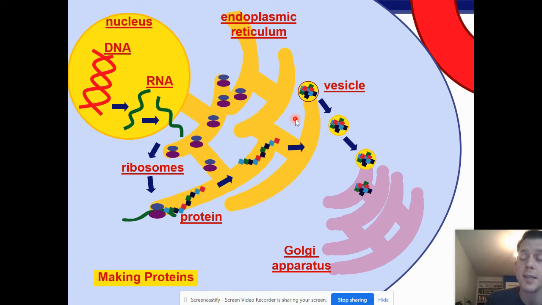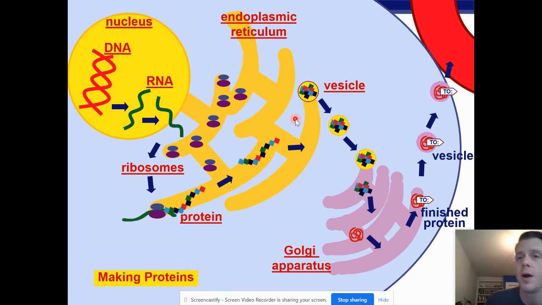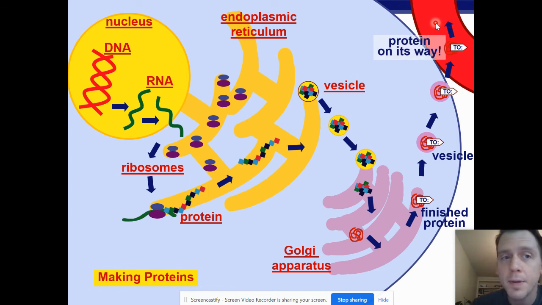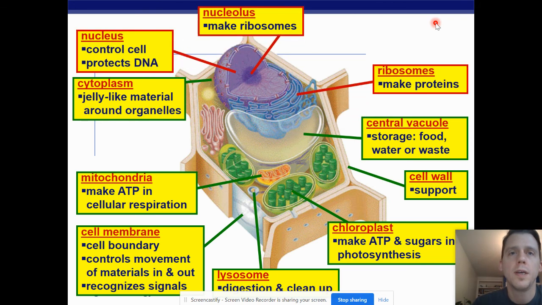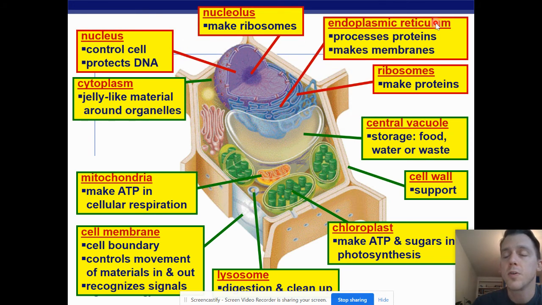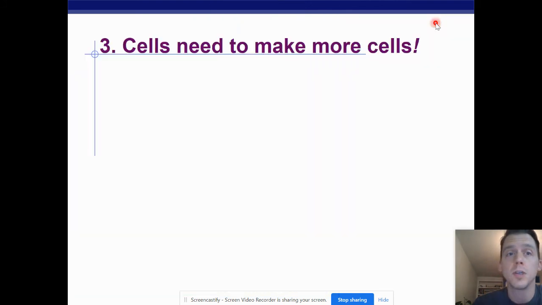The Golgi apparatus is going to package it and ship it and put on a tag that sends it to the right place. And then it's going to be sent in a vesicle out of the cell. Notice that this protein is going into the blood, and it's going to travel somewhere else in the body. And that is what happens to make a protein. All right, nucleus, nucleolus, ribosomes, the rough and smooth ER, as well as the Golgi.